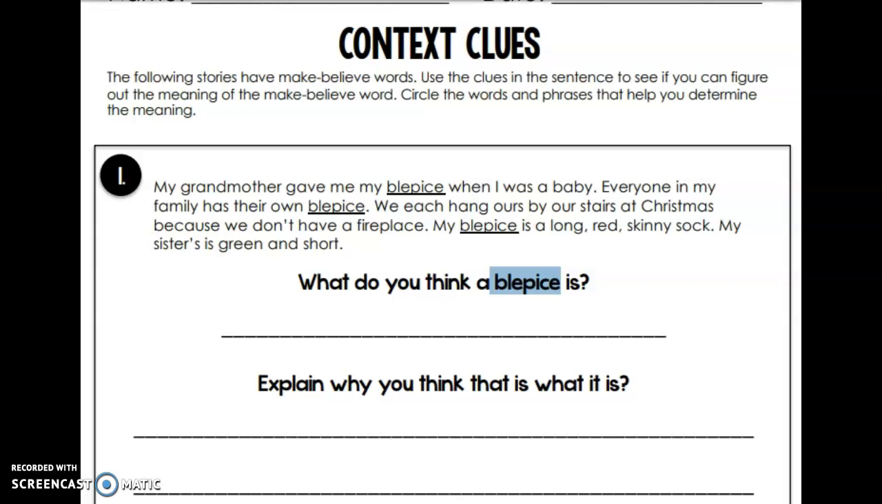So here they gave us the exact definition of the word blippus. Although we have long and red, we know that that can be switched out because the sister's is green and short. But it tells us that it is a skinny sock.